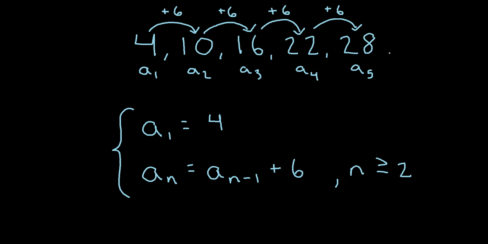So we can see that, for example, if we wanted to use this rule to find the a sub 6 term, all we have to do is plug in a 6 for n right here. So if we do that, we would get 6 minus 1. So that says take a sub 5, which is this 28 right here, and add 6. So 28 plus 6, that would be 34. So that's just a way to double check that, oh yeah, we must have written the correct formula.